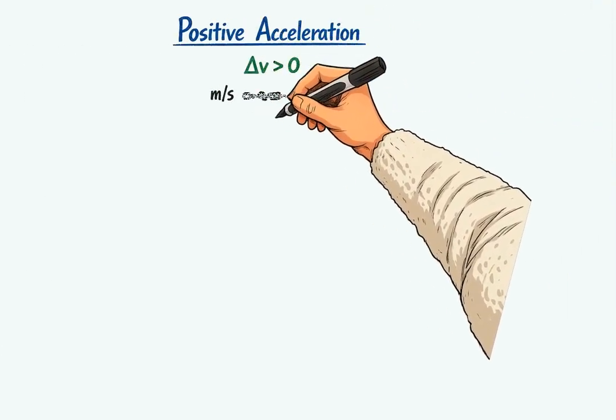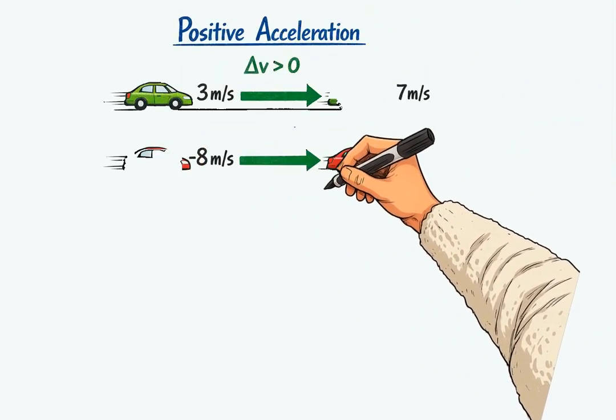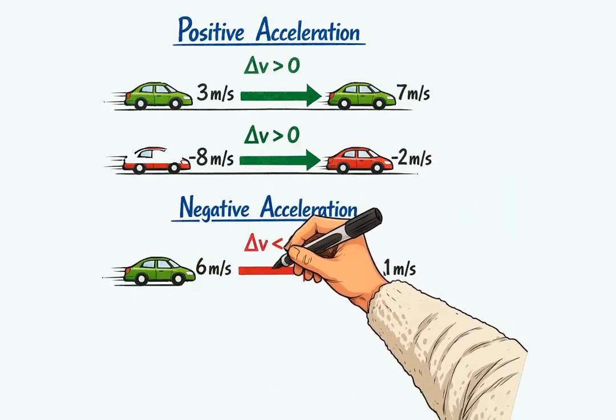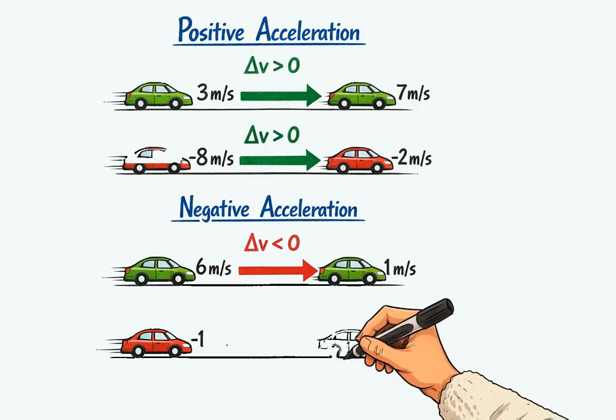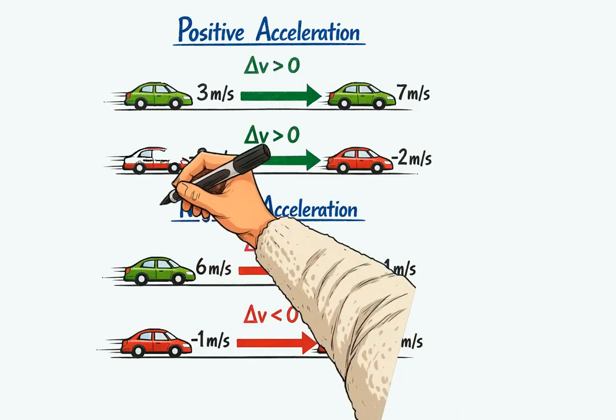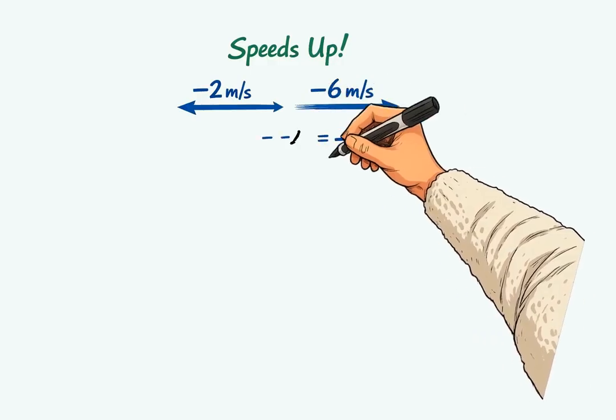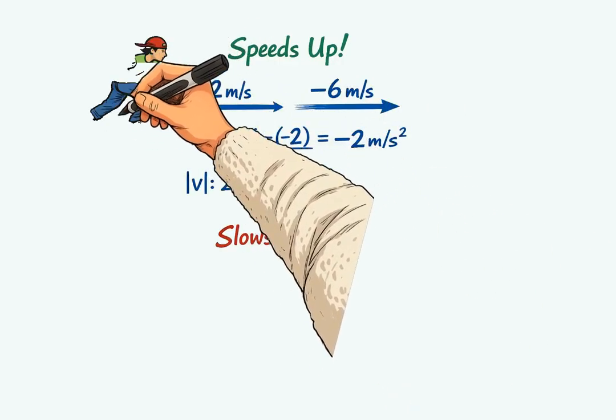If we choose plus x to the right, then a positive acceleration means velocity is becoming more positive. That includes going from plus 3 meters per second to plus 7 meters per second, but it also includes going from negative 8 meters per second to negative 2 meters per second. In both cases, delta v is positive. A negative acceleration means velocity is becoming more negative, which includes going from plus 6 meters per second to plus 1 meter per second, and going from negative 1 meter per second to negative 5 meters per second. In both cases, delta v is negative. This is why the shortcut negative acceleration equals slowing down fails.